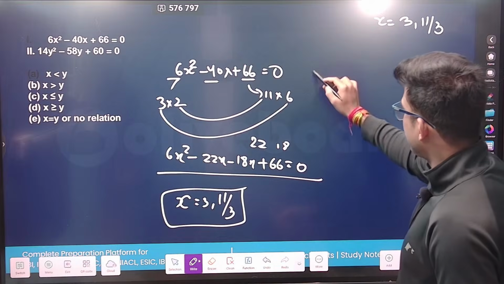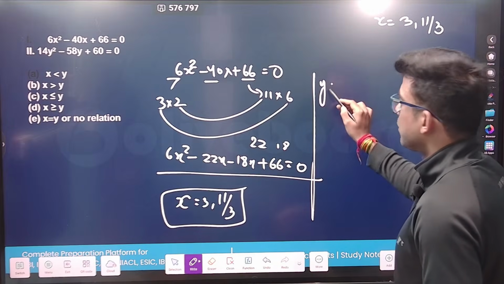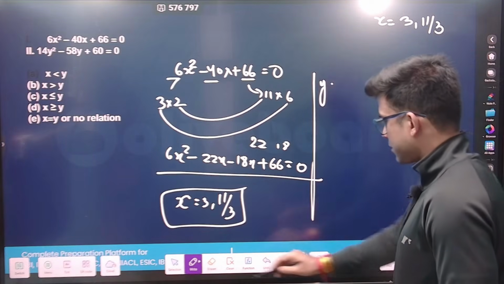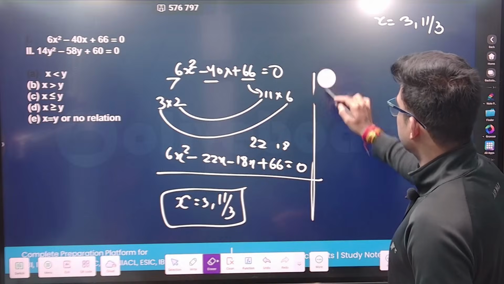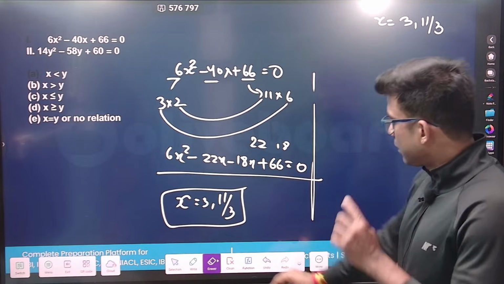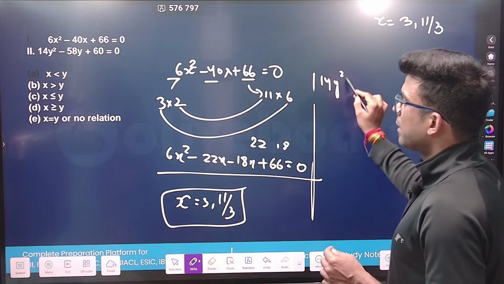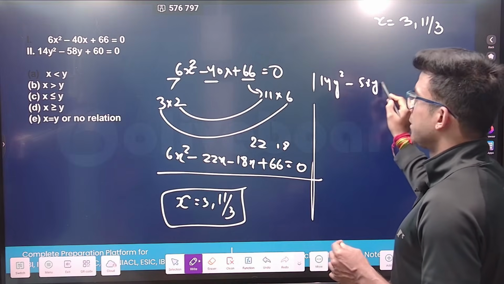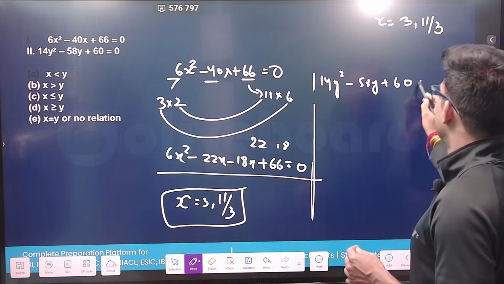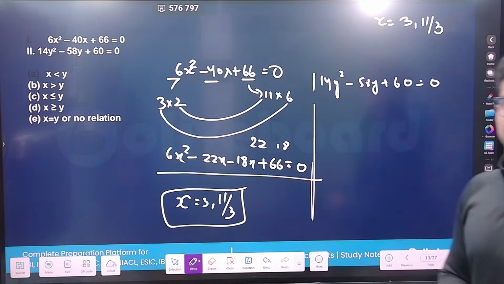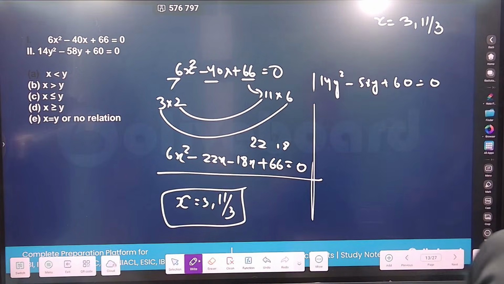Okay, then what is the value of y? 14. Okay, how can you break this? Now 14y square minus 58y plus 60. Again, you can break it like that. If you want to break it, you can break it like that.